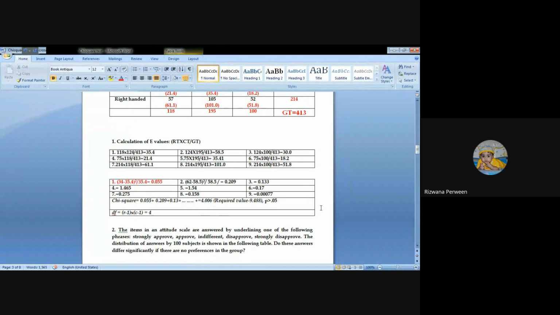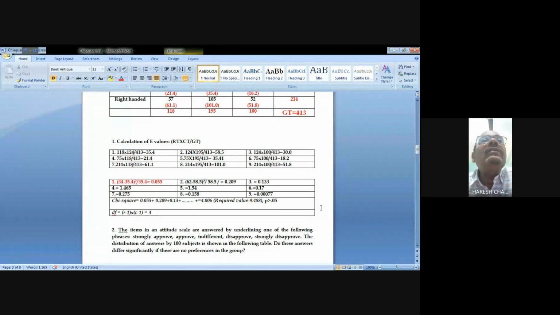Anyway, now it is 4.006, your obtained chi square value. Next is testing the level of significance, then only you can say something about this value. For that you have to find out your degrees of freedom. What is your degrees of freedom in chi square test contingency table? Row minus 1 into column minus 1.